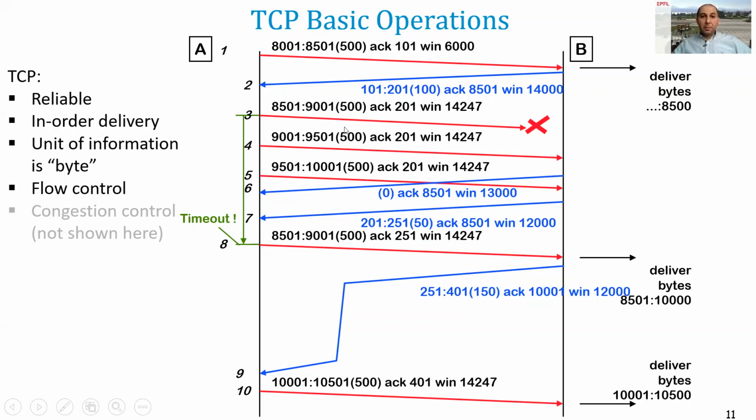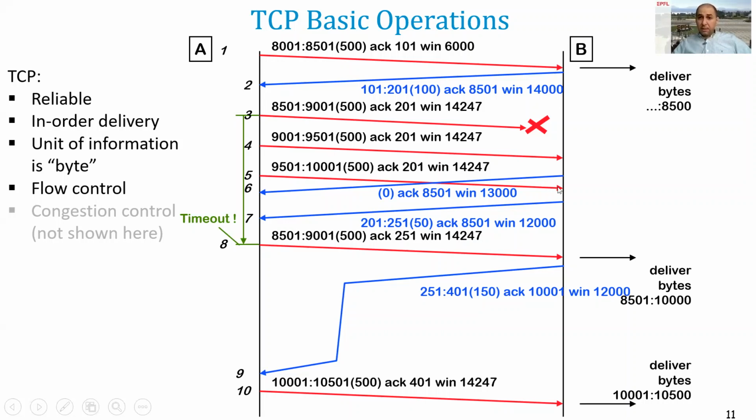Now B at this point will look at the numbers it receives. It will see that there's something wrong, because what is expected is the one that was lastly acknowledged, which is 8,501, but what B receives now is 9,000. So this means that there's something wrong. So it sends an acknowledgement just to say to A, be careful, I am still waiting for 8,501, I have not received this byte.